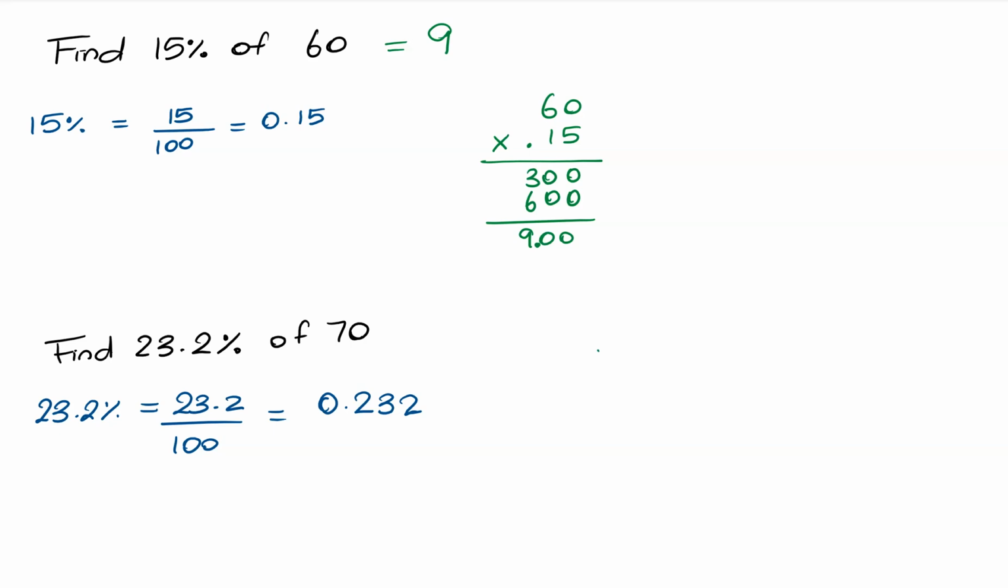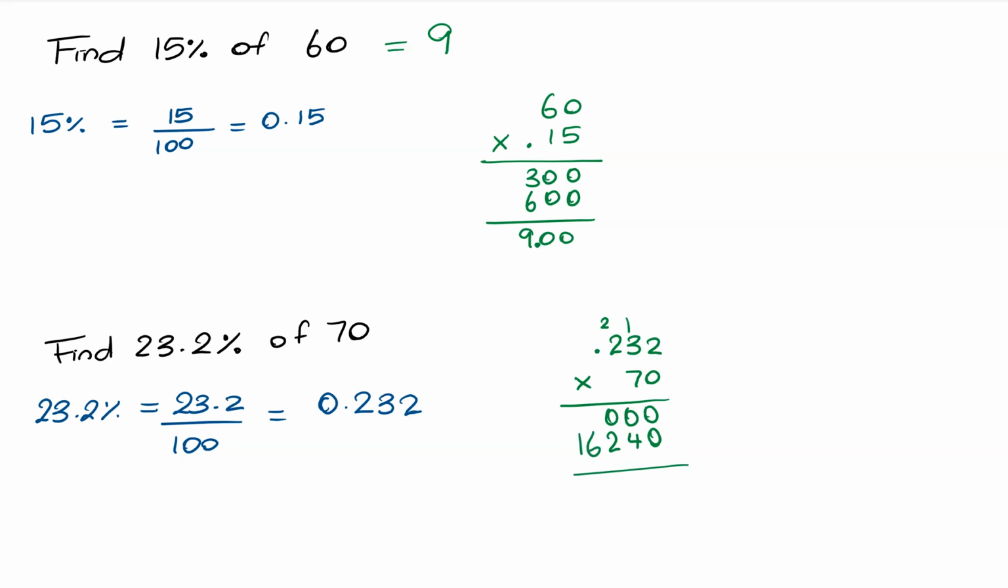So I can write down 0.232 times 70. Alright? And if we go through and solve, we can find the top. So 0 times 2 is 0, 0 times 3 is 0, and 0 times 2 is 0. Alright? So now we're looking at solving the second part. So 7 times 2 is 14, we carry the 1. 7 times 3 is 21, plus 1 is 22. So you put 2 and carry the 1. 7 times 2 is 14, plus 2 is 16.